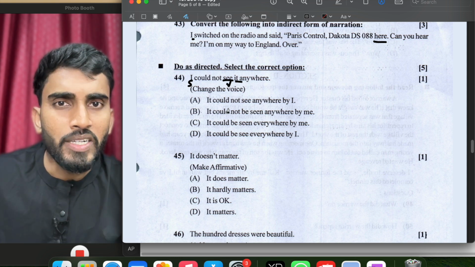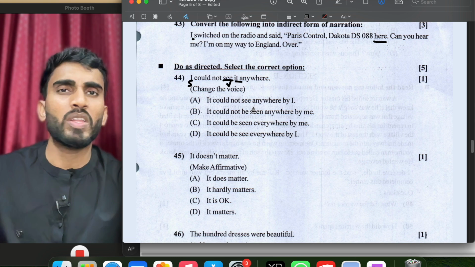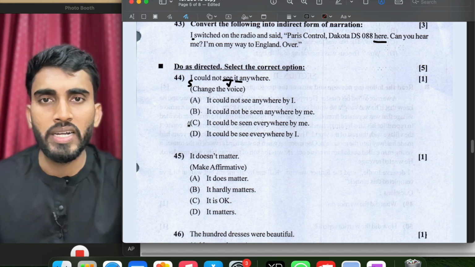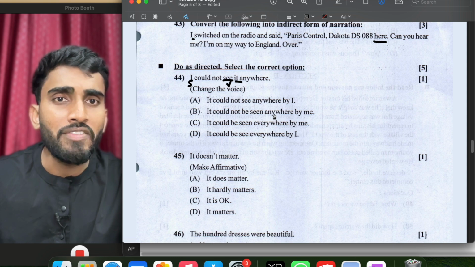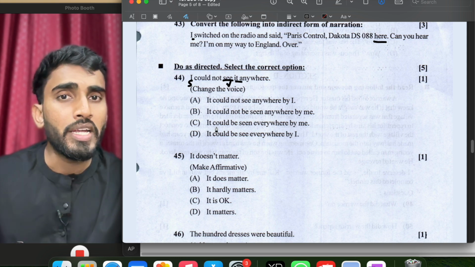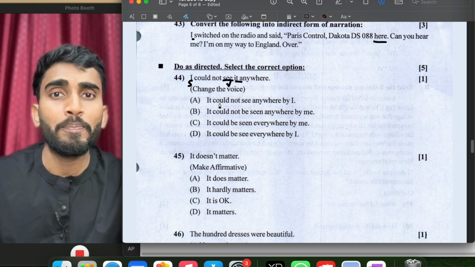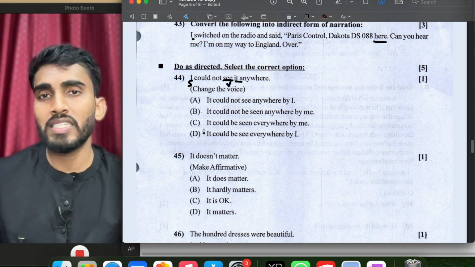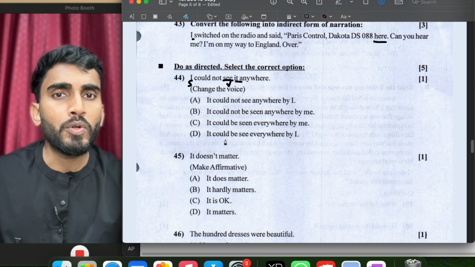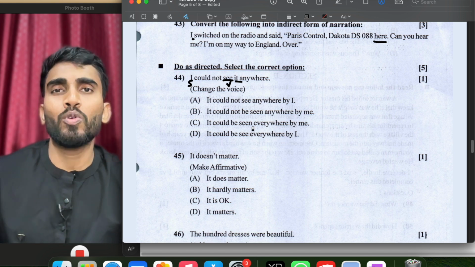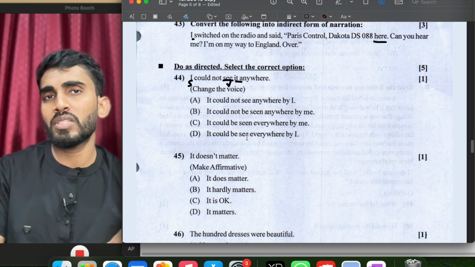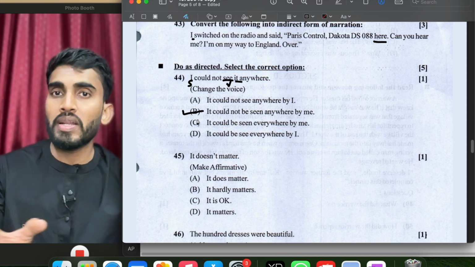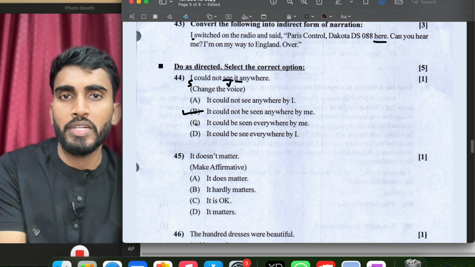Option A says it could not see anywhere by eye. Completely improper structure it is. It sounds wrong, so this is not the correct answer. B, it could not be seen anywhere by me. This is sounding correct. It could be seen anywhere, sorry, everywhere by me. Look, whenever we are converting the sentence into another form, the meaning should remain the same. So here the meaning of the sentence is changing. It could not be seen everywhere by eye. So when you read the options, automatically two or three options will get eliminated, and the answer will be very clear to you. Here the answer is option B. You will write the answer completely, answer 44, option B, and the complete option.